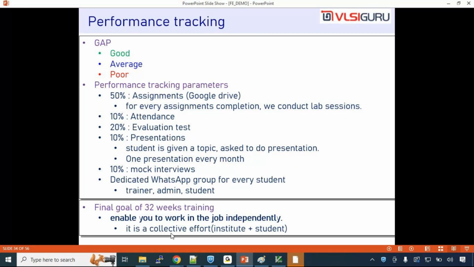But note, it's a collective effort. Only the institute cannot do that, and only the student alone cannot do it. It's a collective effort where 30% is the institute's effort, 70% is your effort, because you need to spend time, you need to learn, you need to be focused in doing the things. Okay.